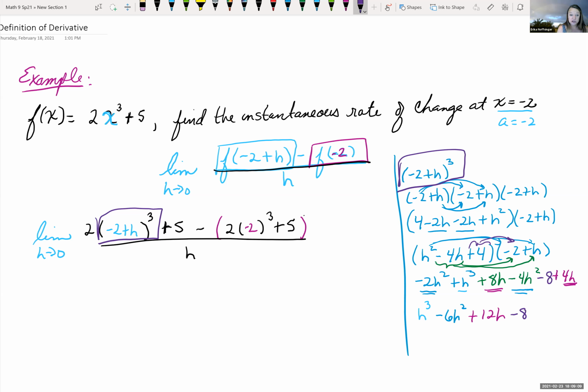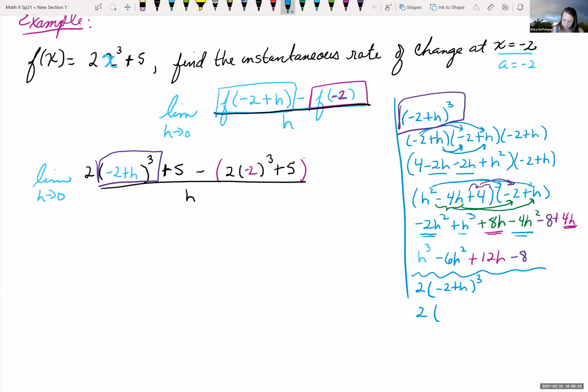We also have this 2 outside here. And so if we want to do that now too, let's look at what is 2 times this negative 2 plus h quantity cubed. Well, that would have been 2 times what we just found, h cubed minus 6h squared plus 12h minus 8. So if we distribute that 2 to every term, we get 2h cubed. 2 times negative 6h squared is minus 12h squared. 2 times 12h is plus 24h. And 2 times negative 8 is minus 16.